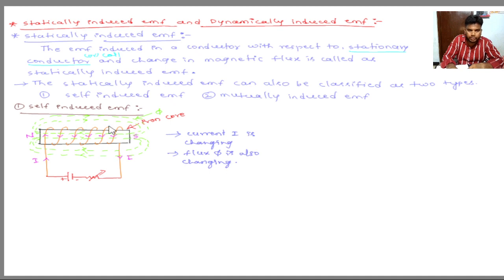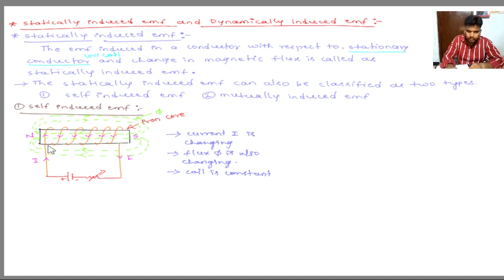This flux is changing with respect to a constant coil. Here the coil is constant. First, the current is changing by varying this variable resistor. The flux produced by this coil is also changing, and this flux is changing with respect to a constant coil. Therefore, EMF is induced in this coil. This EMF we are calling statically induced EMF. Sorry, self-induced EMF.